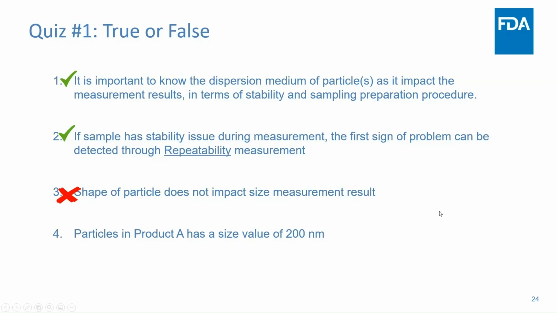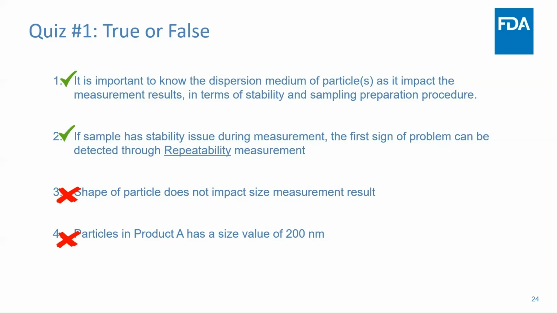The last one. If I gave you this information, do you use false to indicate you are not happy with this statement? Particles in product A have a size value of 200 nanometer. Do you like it? If you don't like it, put false. False, false, false. Great, everyone is really carefully listening. This statement by itself is meaningless.